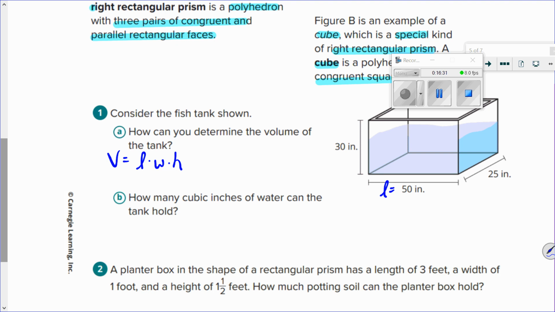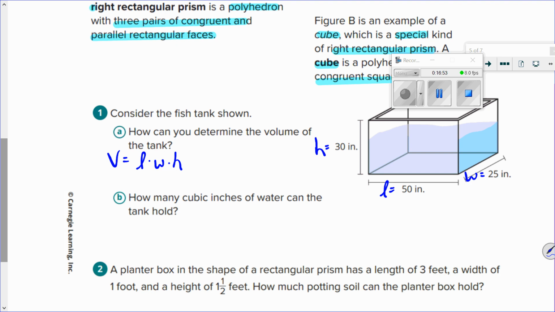Okay. What is the width, Jaden? 25? You don't want to change yours? Okay. So Leanne, that means the height is 30. Do you agree with that? Okay, secondary question. Does it really matter what I call the length, width, or the height?